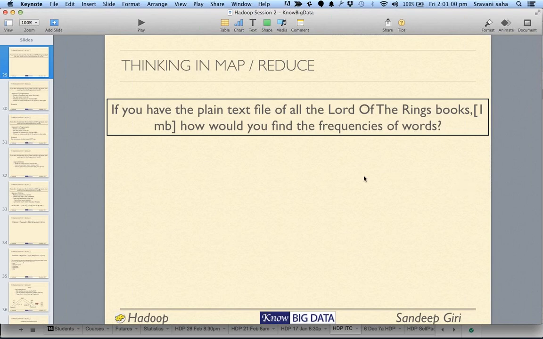So again, good afternoon, everyone. I'm Sandeep Giri. I'm going to take the Hadoop session today again. This is the third session, and today we are going to discuss the MapReduce paradigm. Today we are going to work on a few problems so that we are able to convert any problem into MapReduce, and think in terms of maps and reduces.